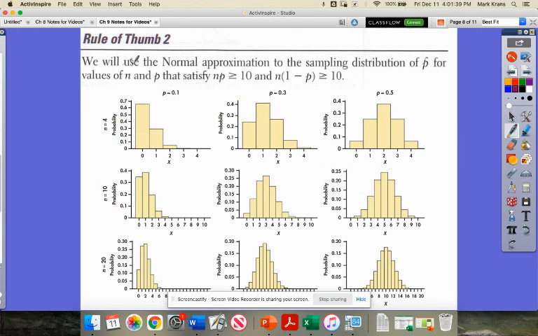So we can use a normal approximation if the number of successes is greater than or equal to 10 and the number of failures is greater than or equal to 10. And this is the same exact picture that I talked about in the last unit. Here, we can't finish because we hit a wall. Here, we can't have symmetry because we hit a wall. Here, we can't have symmetry because we hit a wall.